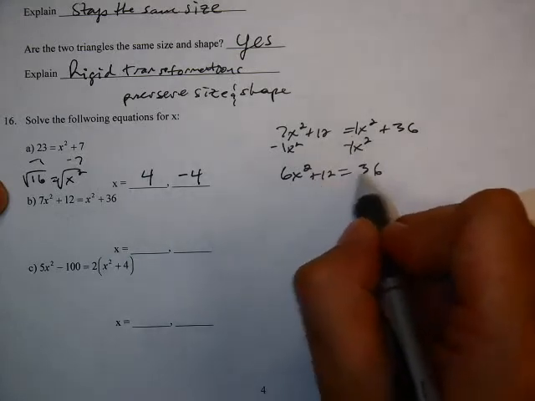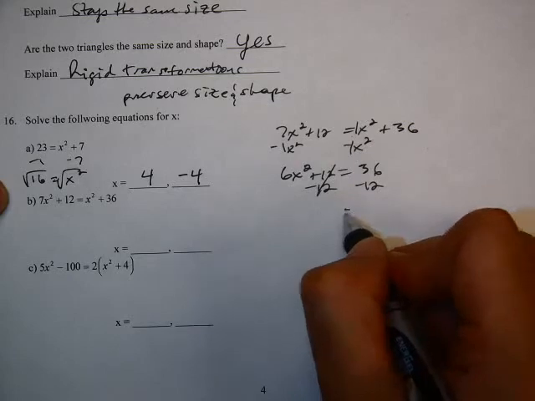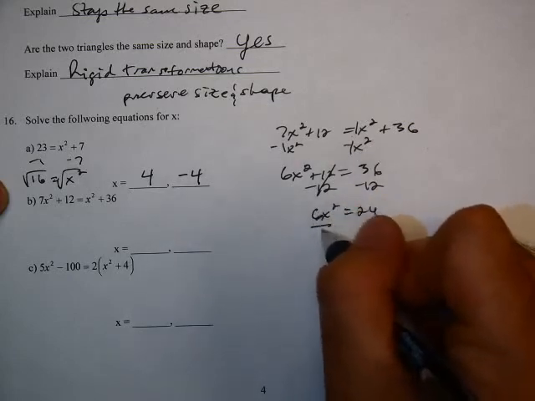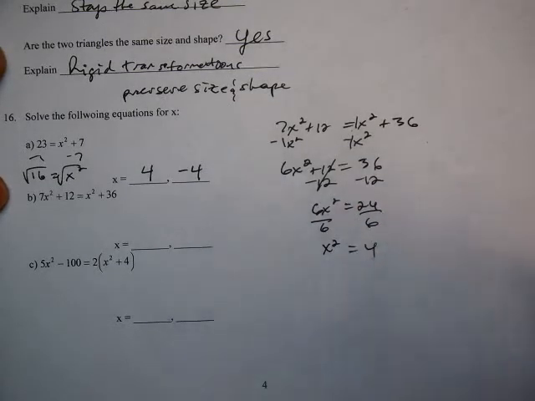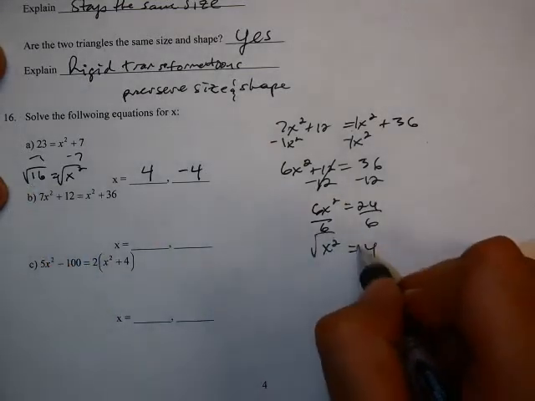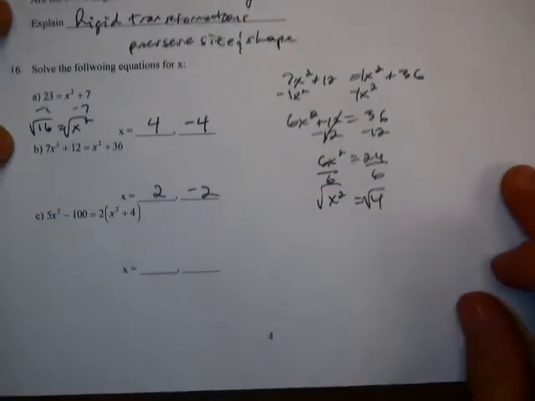Now I'm going to subtract that 12 over and get rid of everything but the x. So 6x squared equals 24. Divide by that number in front, divide by 6. I get x squared equals 4. And now, like before, I had the x squared and 16. Square root of both sides, that gives me a positive 2 and a negative 2 as my two answers.